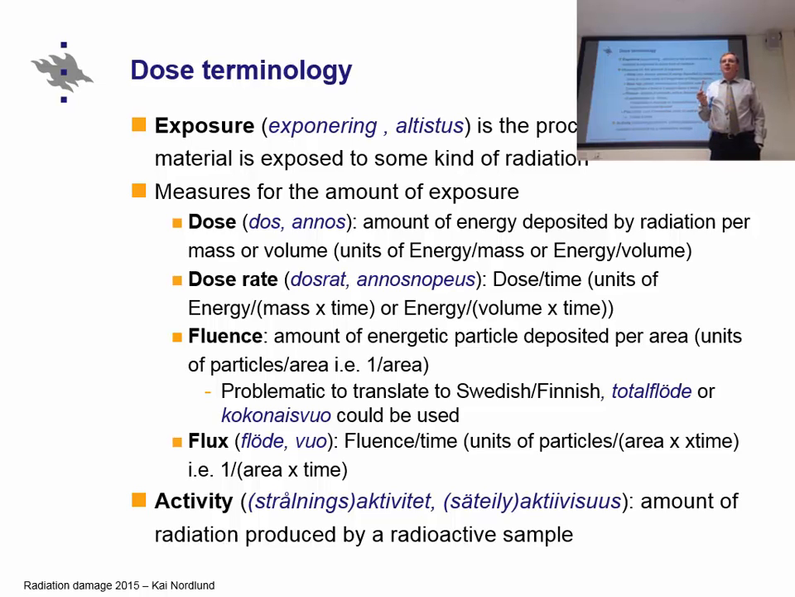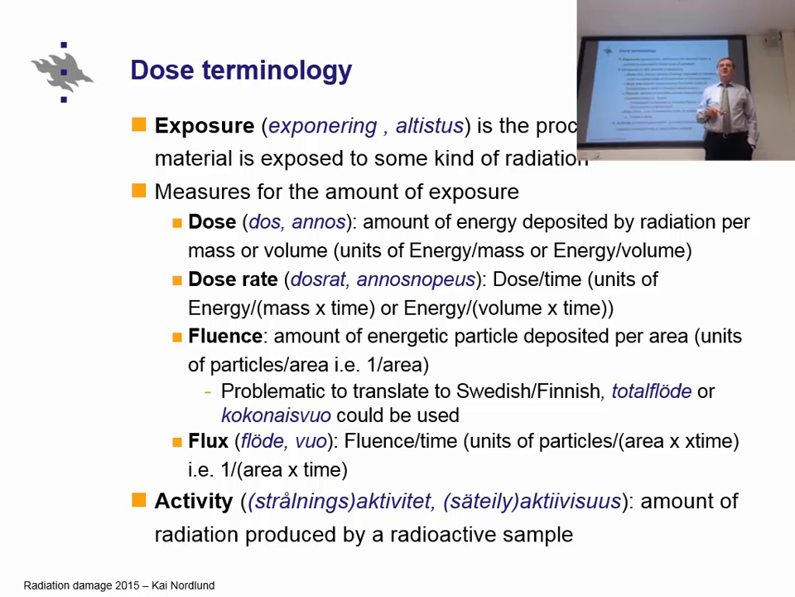So the units for dose should be energy per mass or energy per volume. Well, dose rate is simple. It's just dose divided by how fast it comes. So it's the same thing, except you also divide by time. But the other term which is important is fluence. And note it's an E in the end. There is also the English word fluency with a Y in the end, but that means something different, something related to geology or hydrology. It's not a radiation term. So fluence is the correct radiation term.